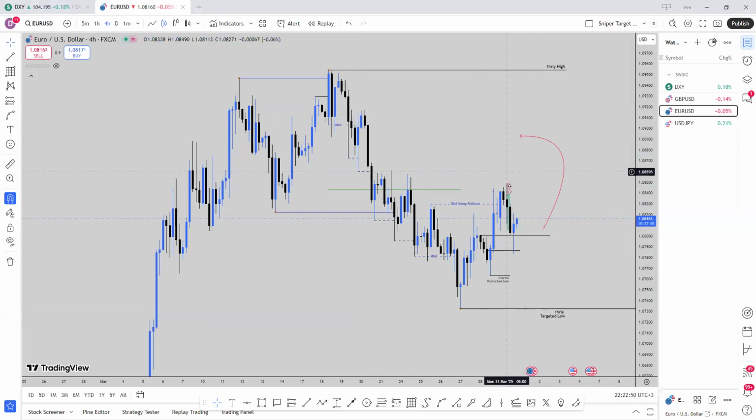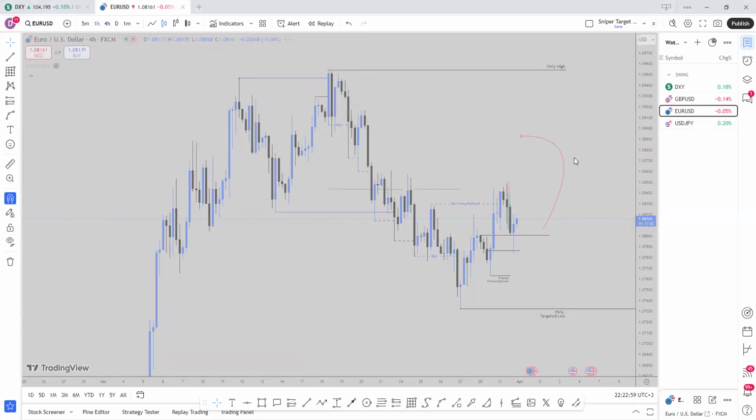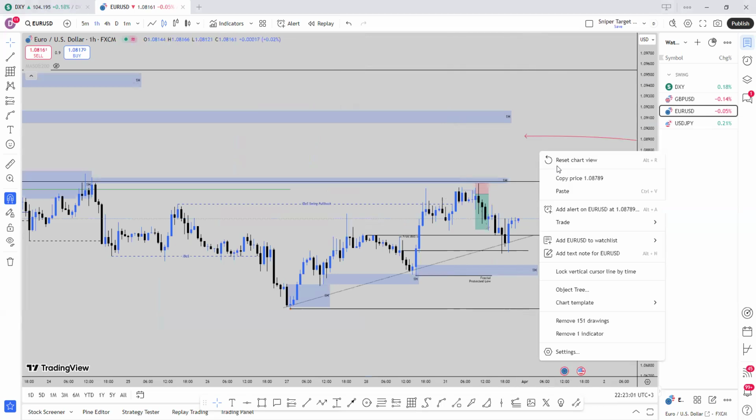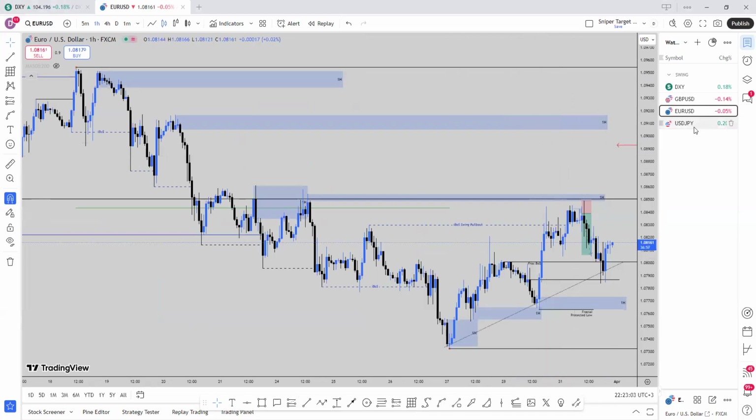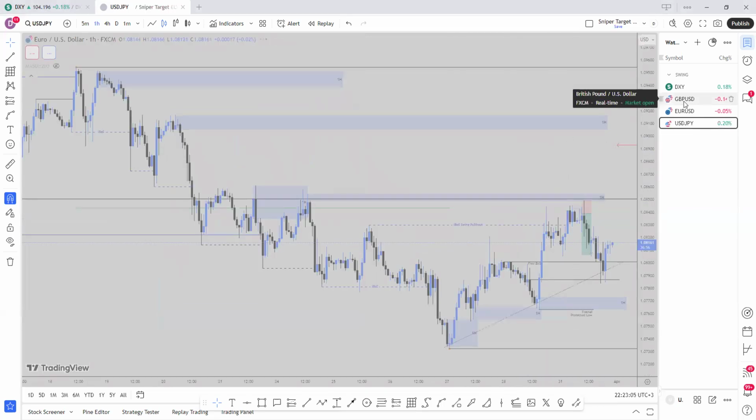So now the order flow is to the upside. All right, maintaining the internal structure order flow. The order flow is to the upside. So let's just move to USDJPY and then we'll come to GBPUSD.